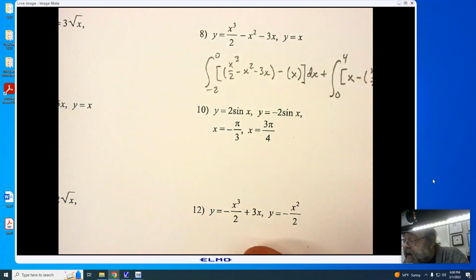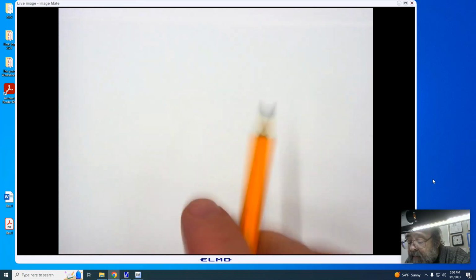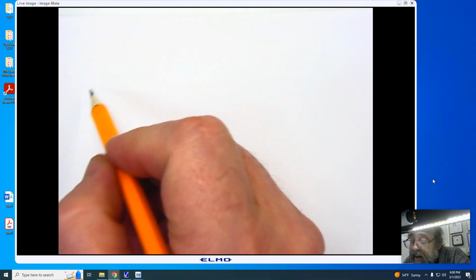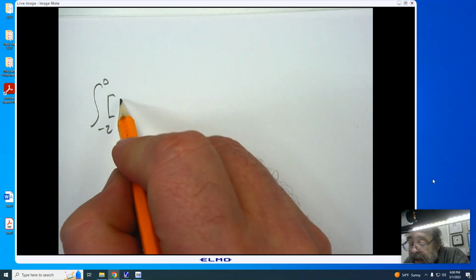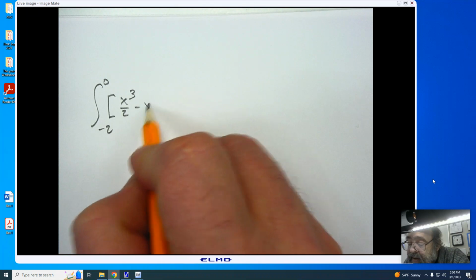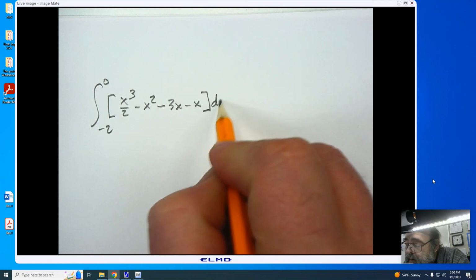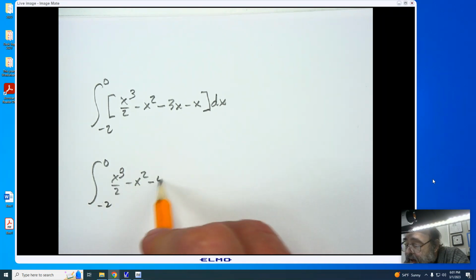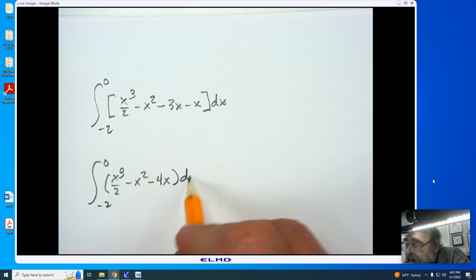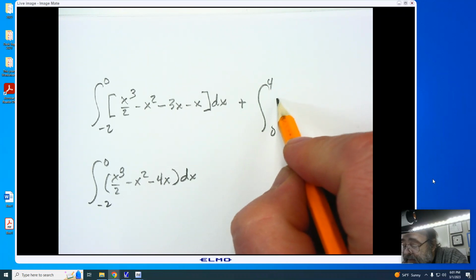So let's go ahead and now take a look at how we're going to do this by hand. If we're working by hand, I recommend that you do each piece one at a time. So -2 to 0, I'm going to put this as x cubed over 2 minus x squared minus 3x minus x. And this is giving me the integration -2 to 0 of x cubed over 2 minus x squared minus 4x dx. For the second piece, going from 0 to 4, we're now going to have that x.